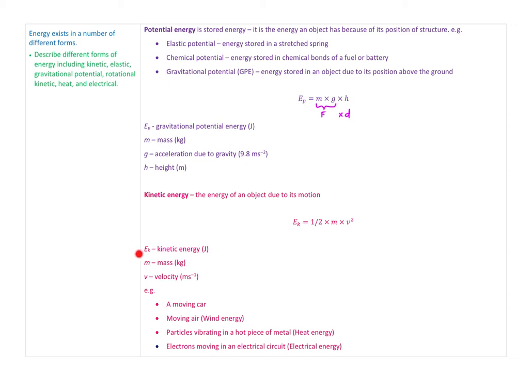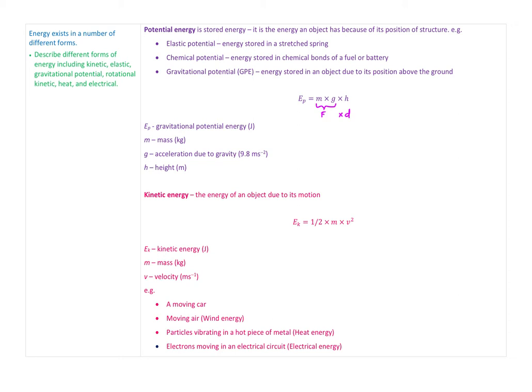Kinetic energy, we often give the symbol EK. It's still energy, but we want to distinguish it from potential energy. And some examples here, a moving car has kinetic energy. And we can work out that kinetic energy with this formula here. Kinetic energy equals a half times the mass times the velocity squared.